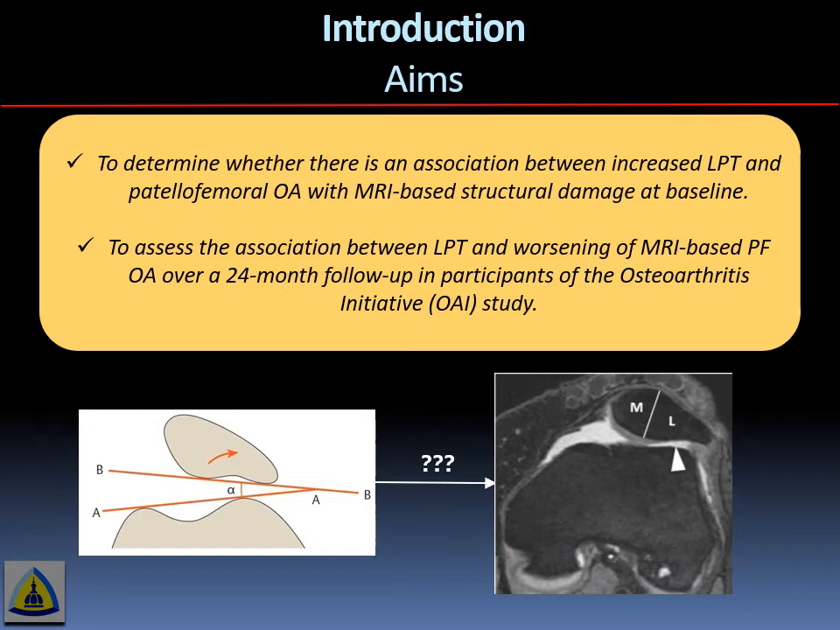What are the main aims of our study? First, to evaluate the association between LPT measures on MRI and the presence of MRI-based patellofemoral OA using cross-sectional analysis. Second, to evaluate the association between LPT and worsening of MRI-based patellofemoral joint structural damage over 24 months using longitudinal analysis.